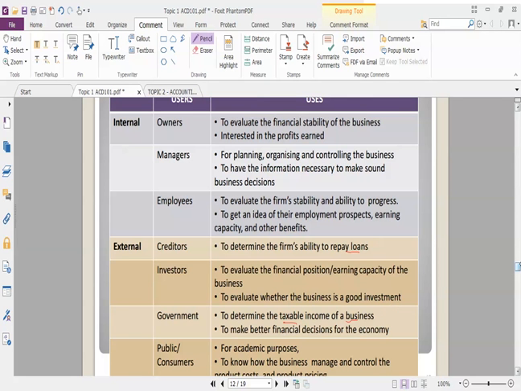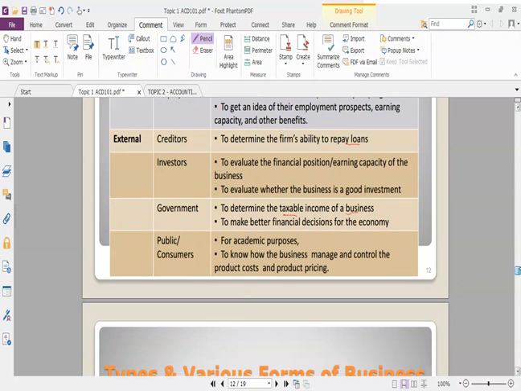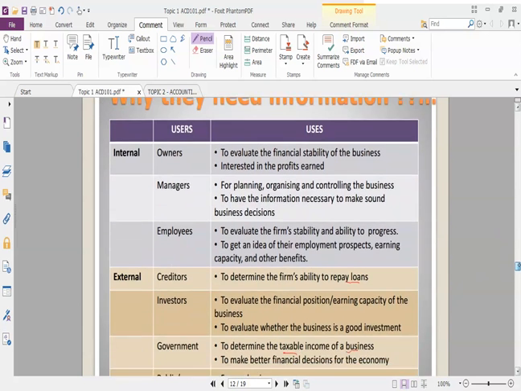Okay. So, what else? The government, to make better financial decisions for the economy. Public consumers, for academic purposes maybe, to know how the business manages and controls the product cost and product pricing. Okay, so that is all about users.